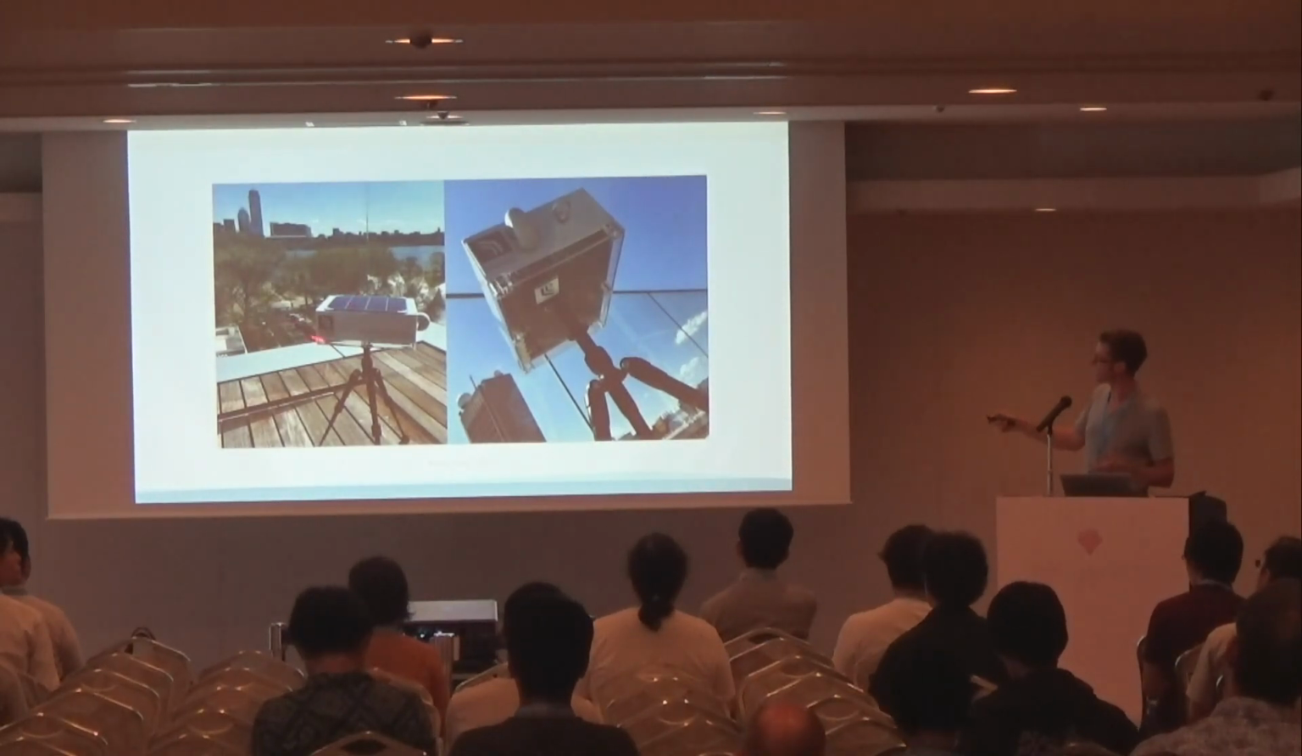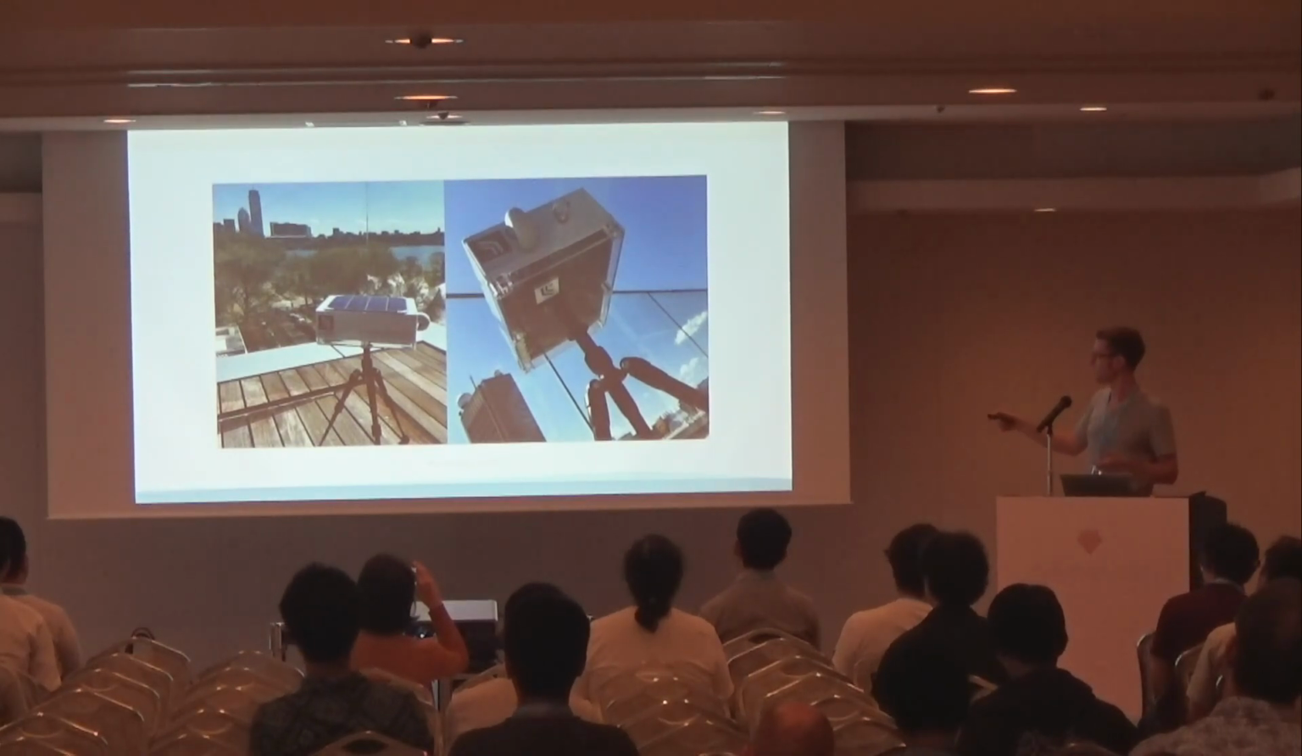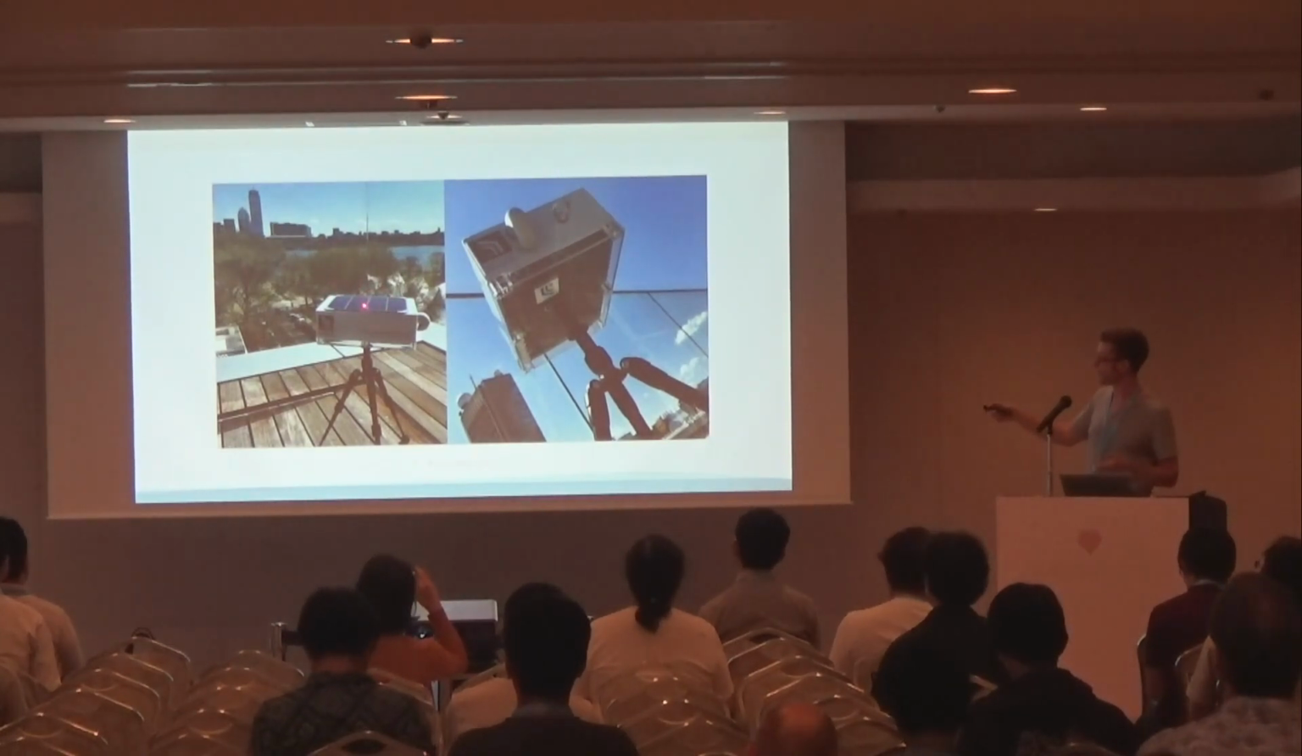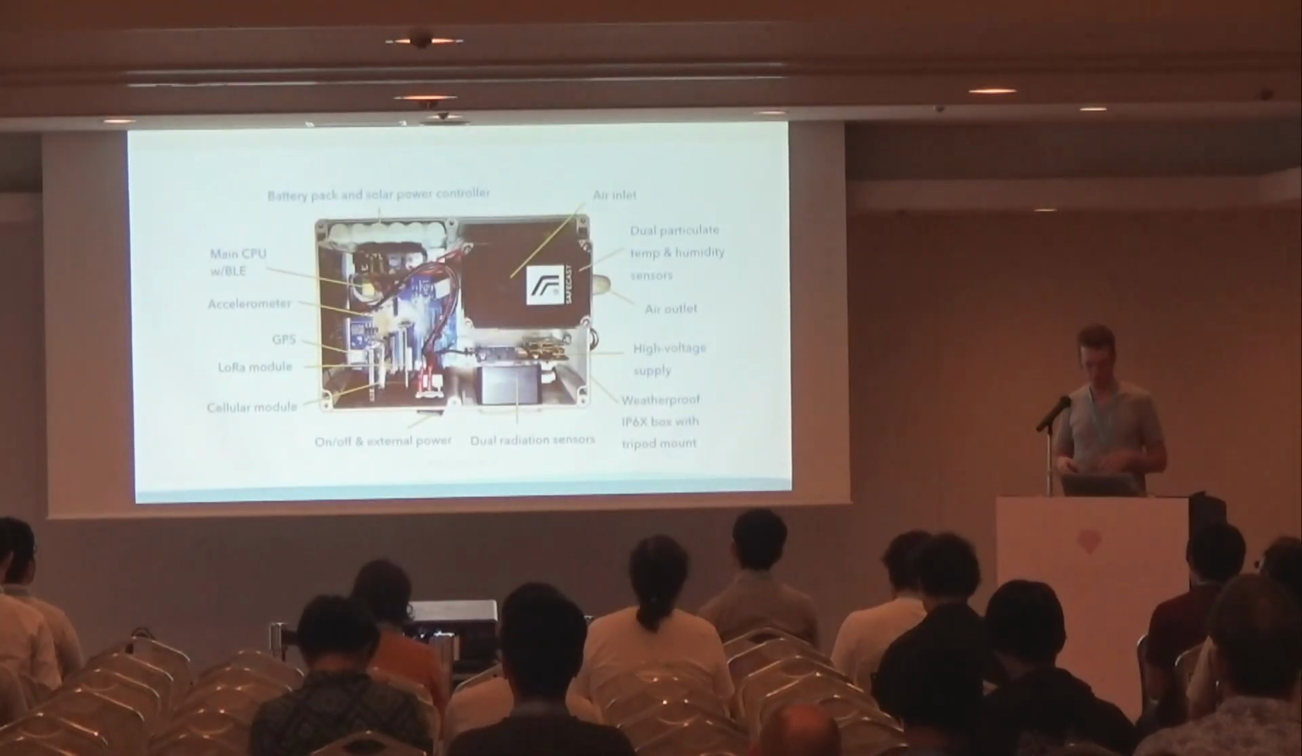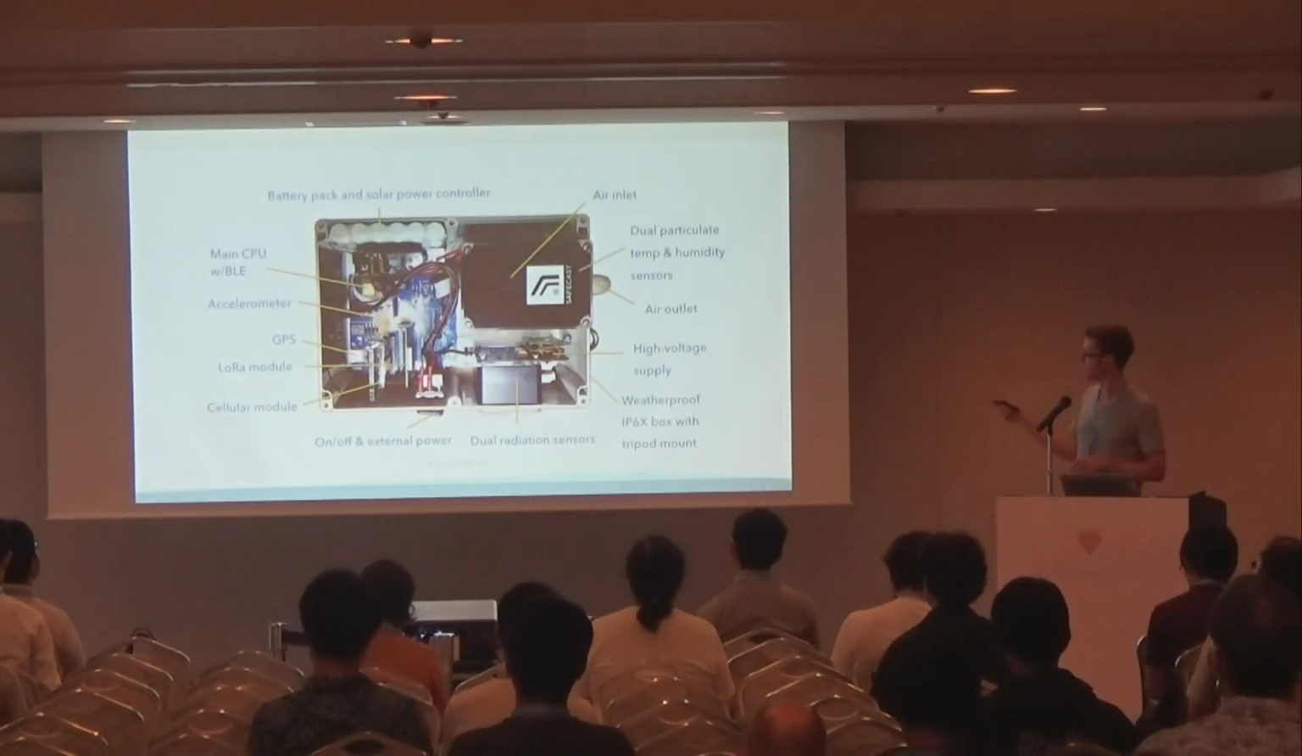So here you can see an example of a box situated out on a rooftop, and I'll talk about what's inside the box. But you can see the solar panel on top, all self-contained, all weatherproof, the air sensor, and then it has radiation sensors. I think it's on the other side here, and a tripod mount, so you can just drop it right in. Yeah, this is the internal.